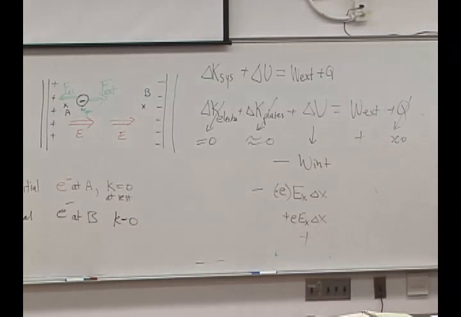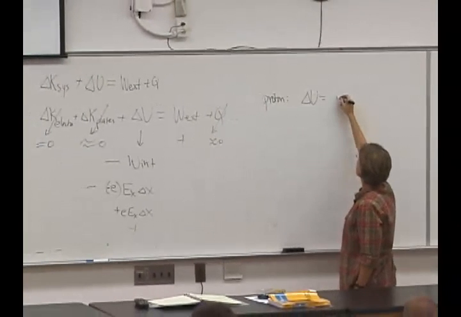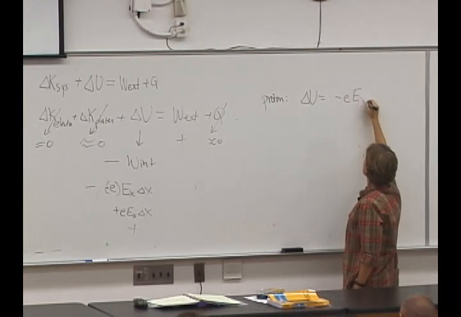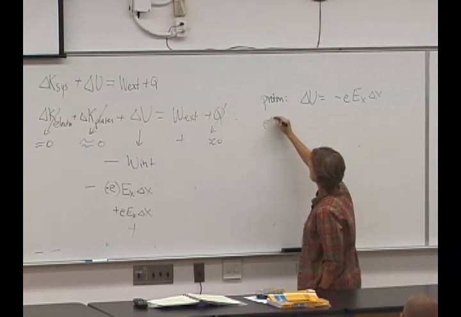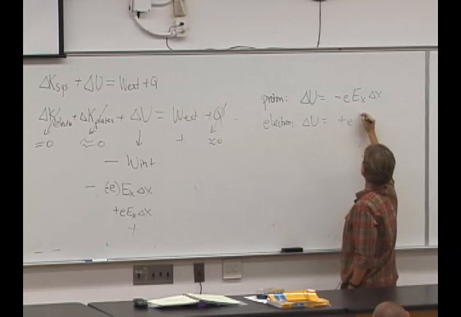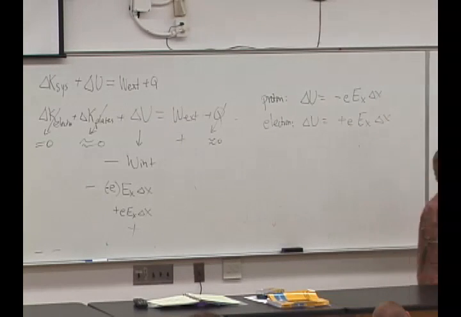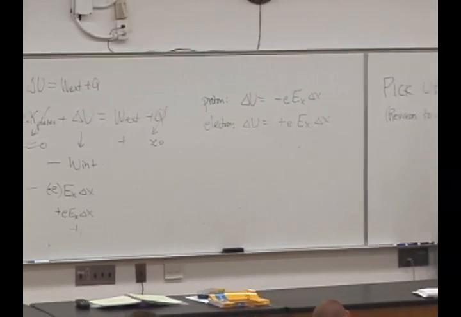So now let's actually look at these situations. For a proton, we came out with a delta U equal to minus E sub x delta x. And for an electron, we have a delta U equal to plus E sub x delta x. And what we want to do is what we did for electric field. We want to express this as the product of the charge times some quantity that's the same regardless of what charge might or might not be there.